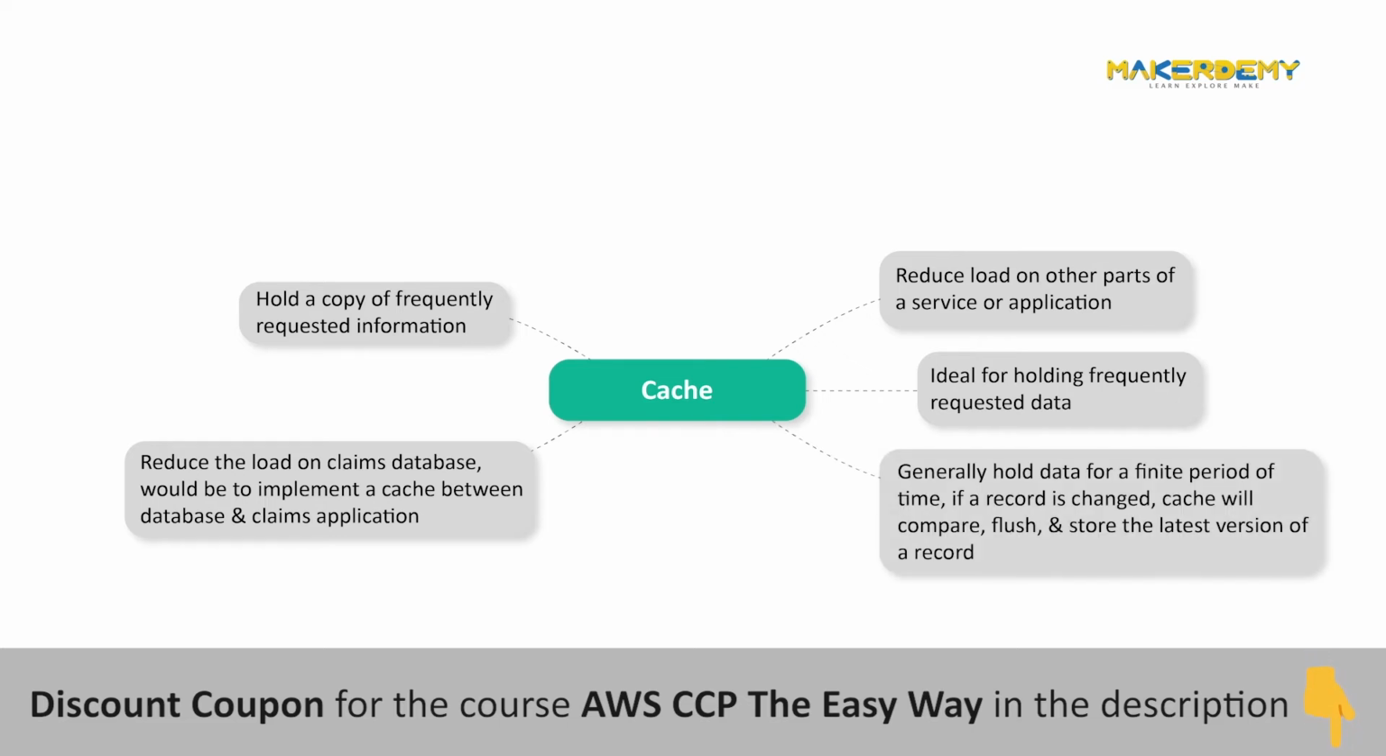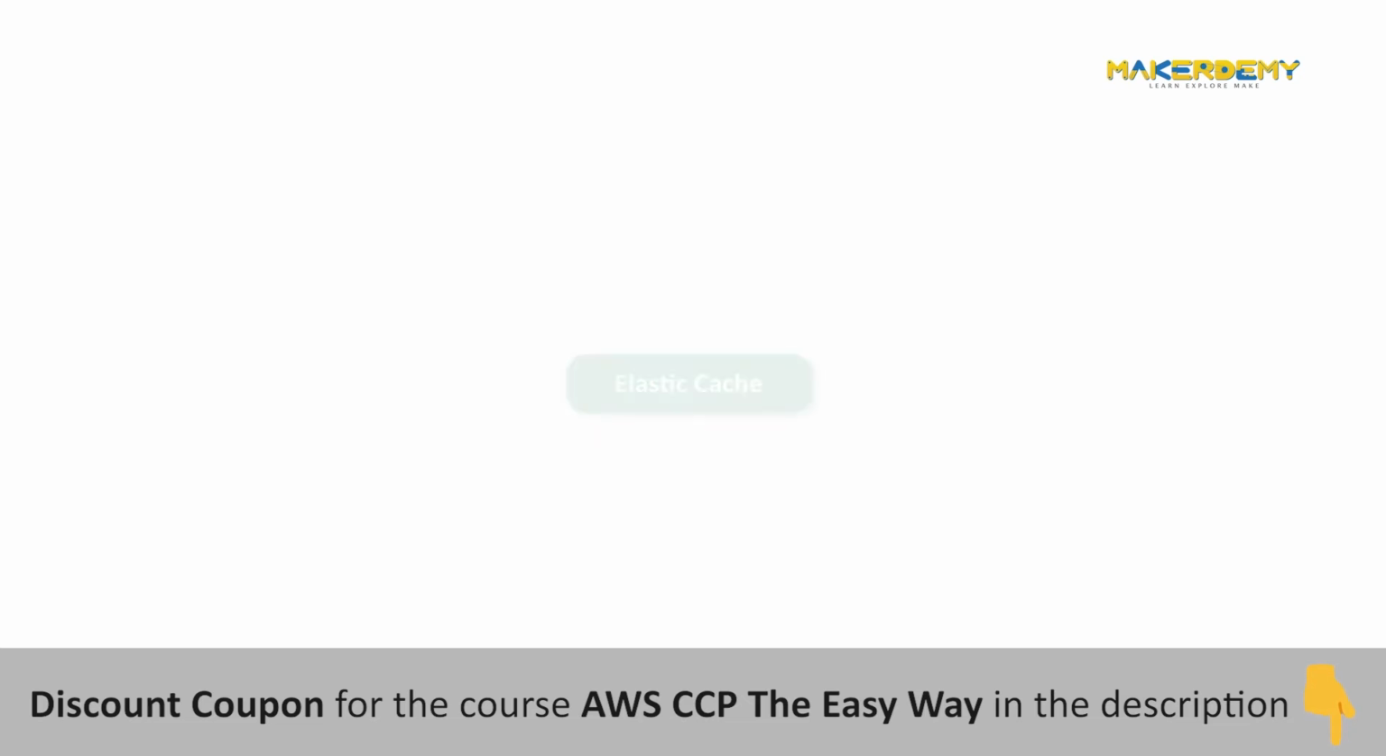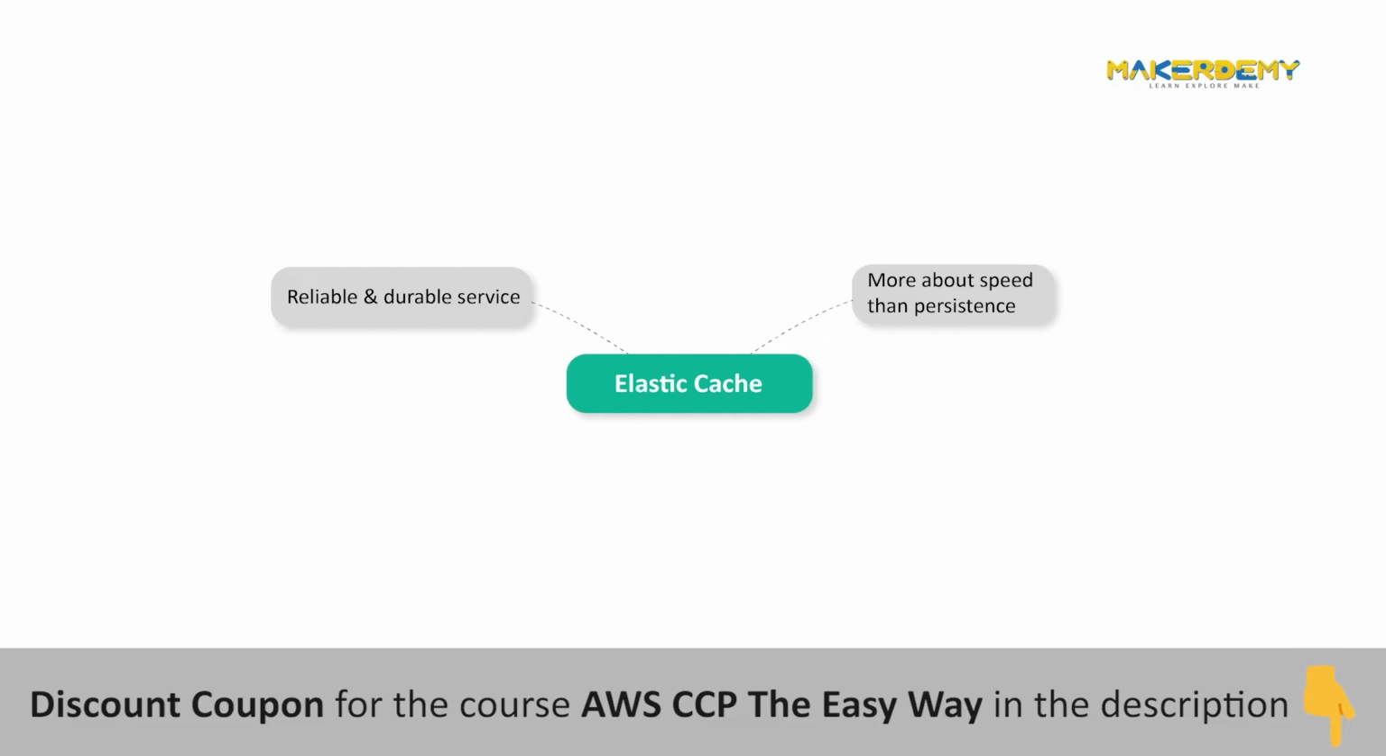A cache will generally hold data for a finite period of time. If a record is changed, the cache will compare, flush, and store the latest version of a record. So while ElastiCache is a reliable and durable service by nature, ElastiCache is more about speed than persistence. As a cache, it is different by design from a permanent data store.